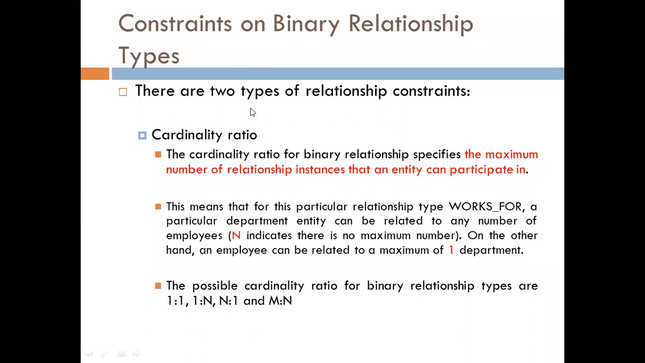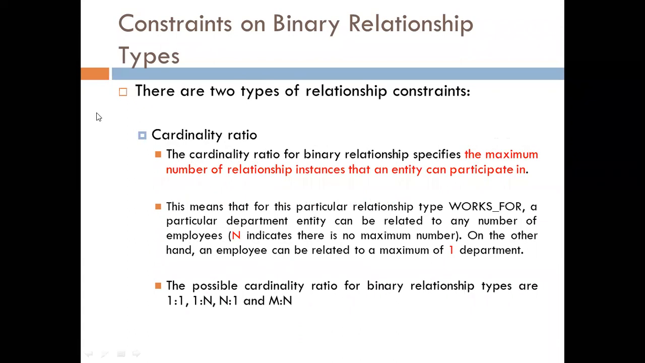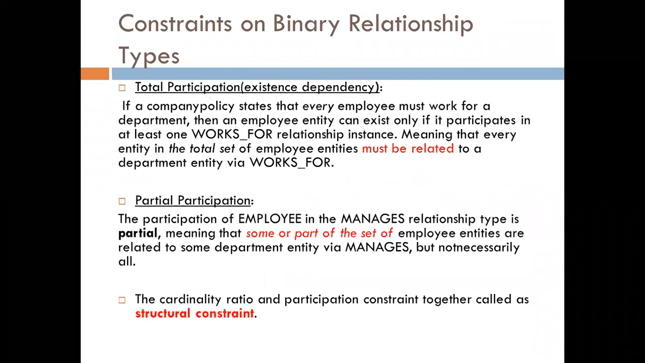There are two types of relationship constraint. One is cardinality ratio and the other one is participation constraint. Under cardinality ratio, we have four categories: 1:1, 1:many, many to one, many to many. We'll take examples, then we'll understand the definitions.